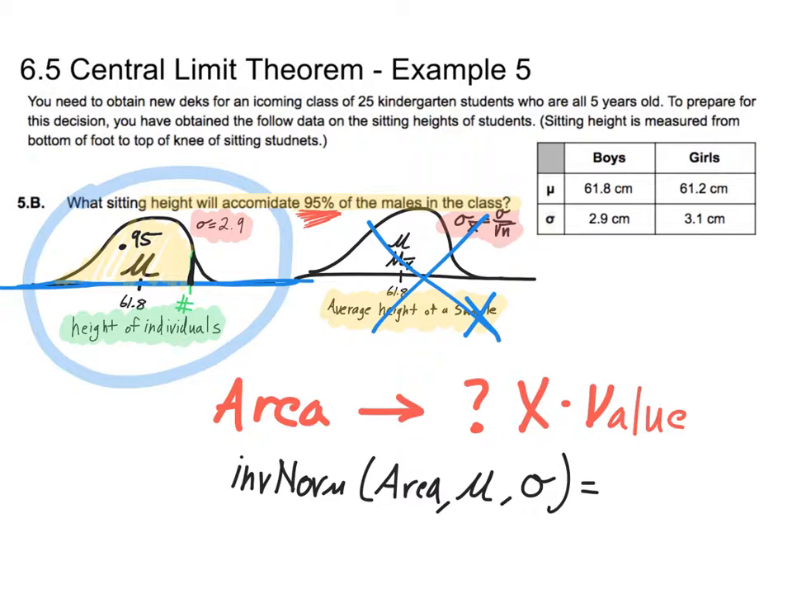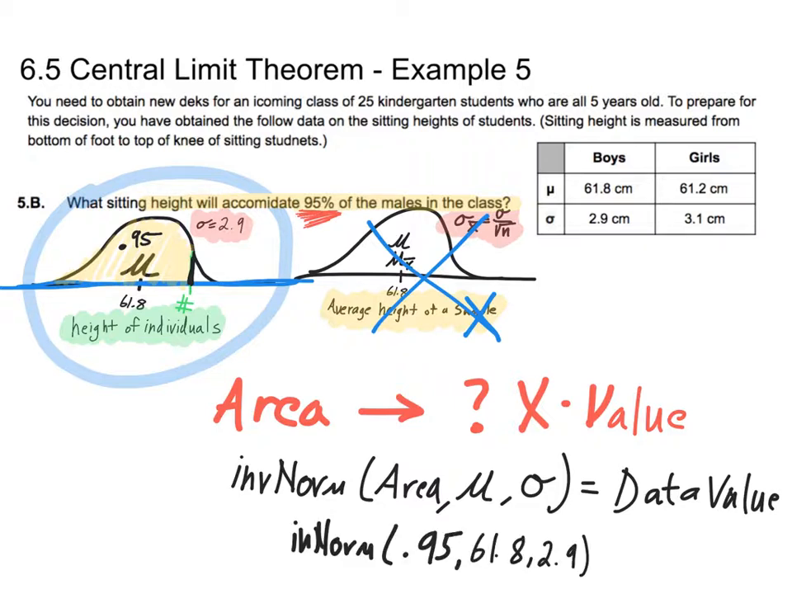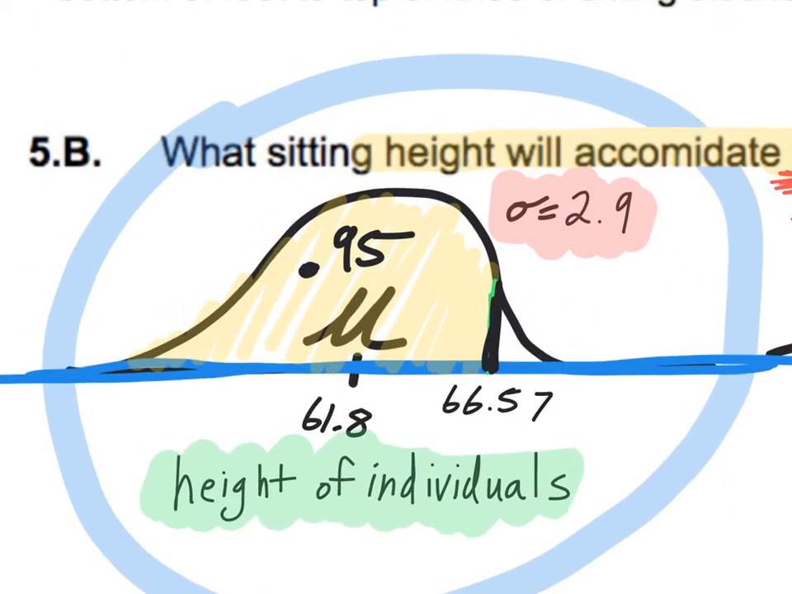It takes the inverse of the area under the curve, so this is going to give us a data value. If we type in our situation, our 95% and our mean and our standard deviation that we've been given, we get the calculation inverse norm of 0.95, 61.8 for the mean, 2.9 for the standard deviation. And when you type that into the calculator, you get a nice 66.57.